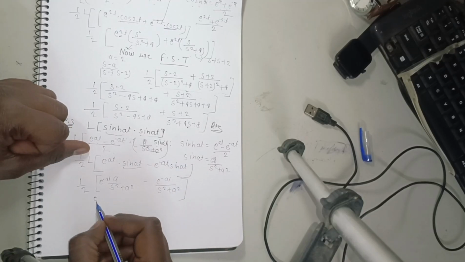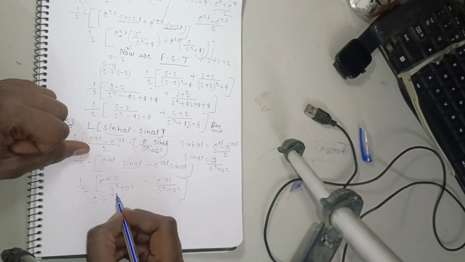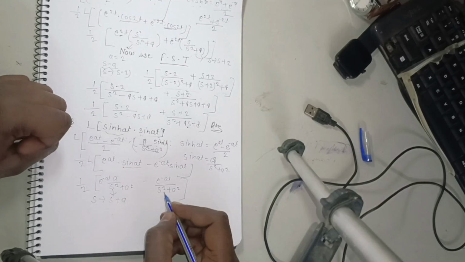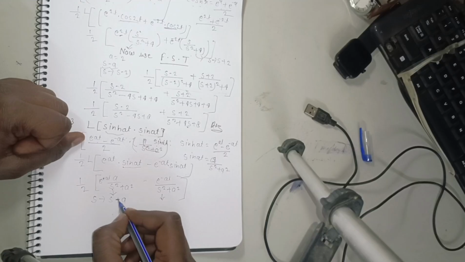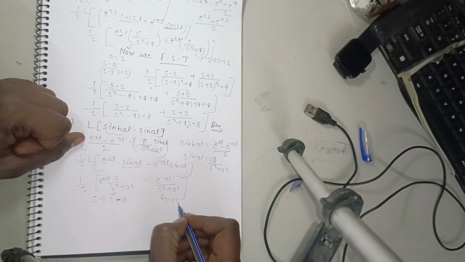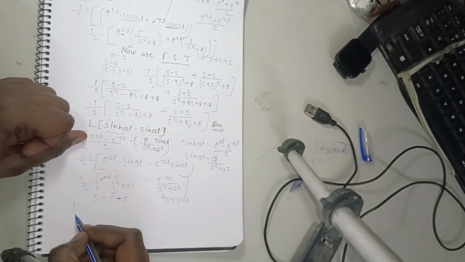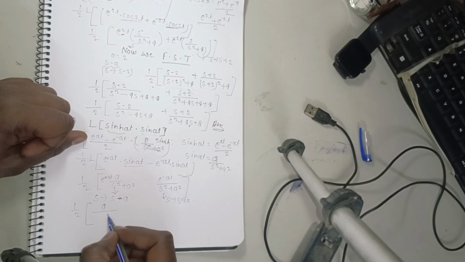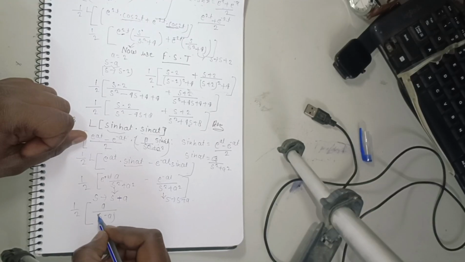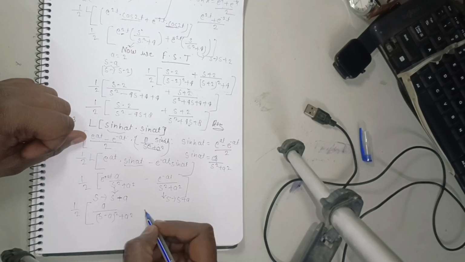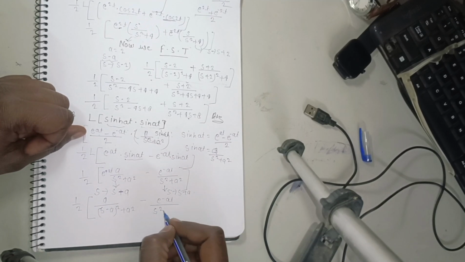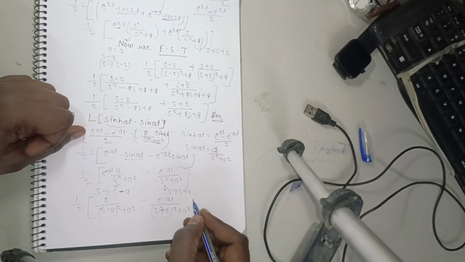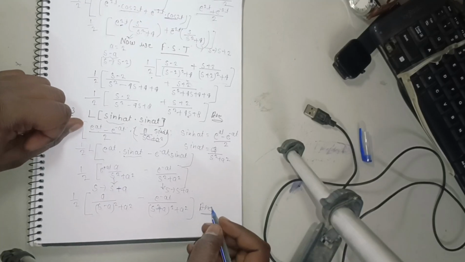Okay, now here as I can see, s can be replaced in this as s minus a, and in this s will be replaced by s plus a. Okay, so 1 upon 2, a upon s minus a square plus a square minus e to the power minus at, s plus a square plus a square. Okay, so this is the final answer. I hope it's all visible.